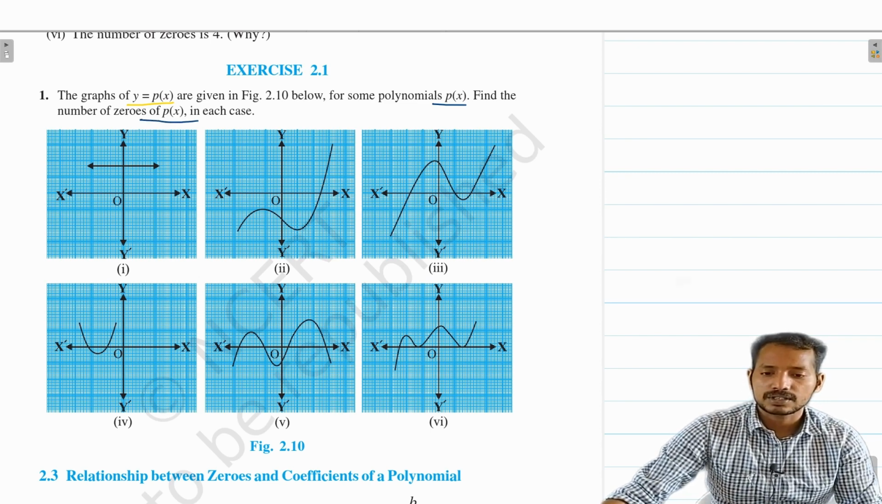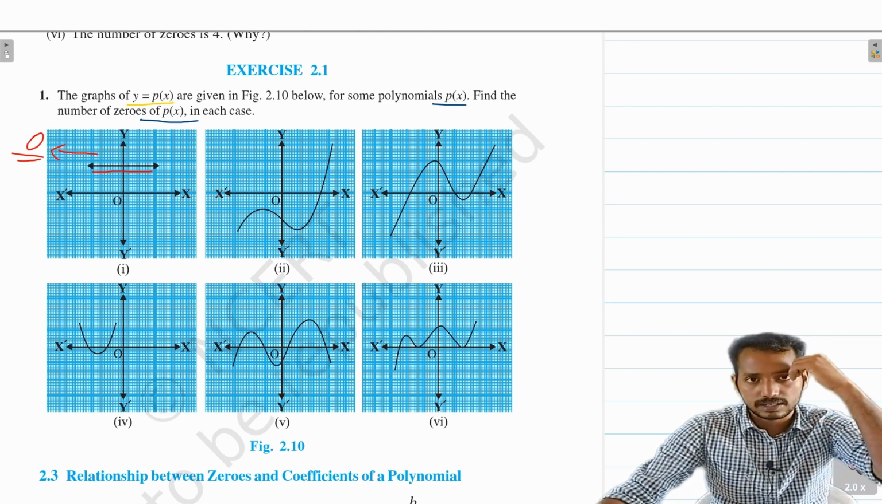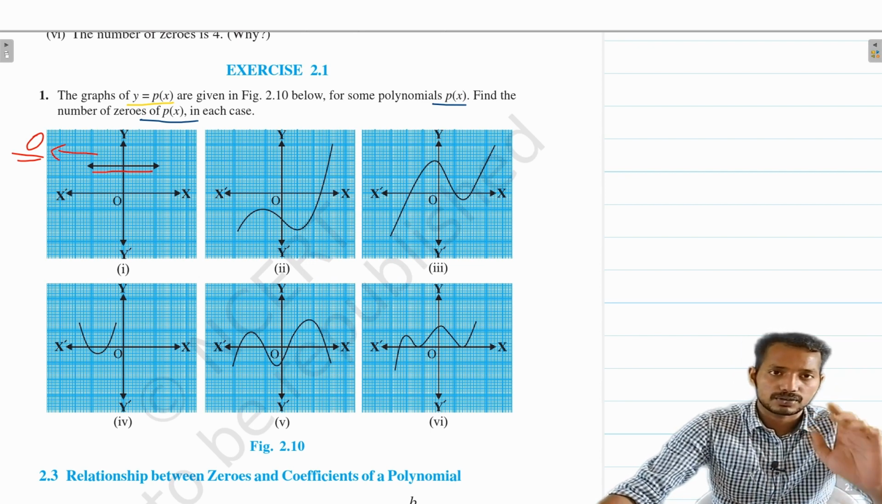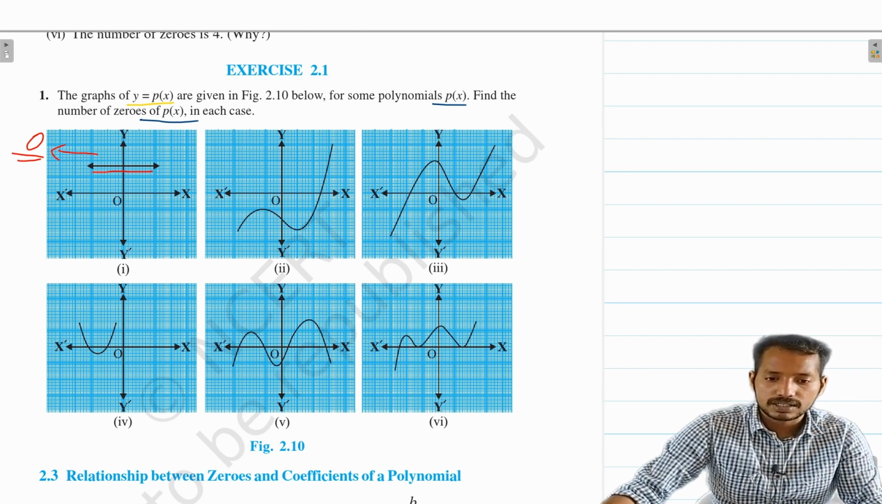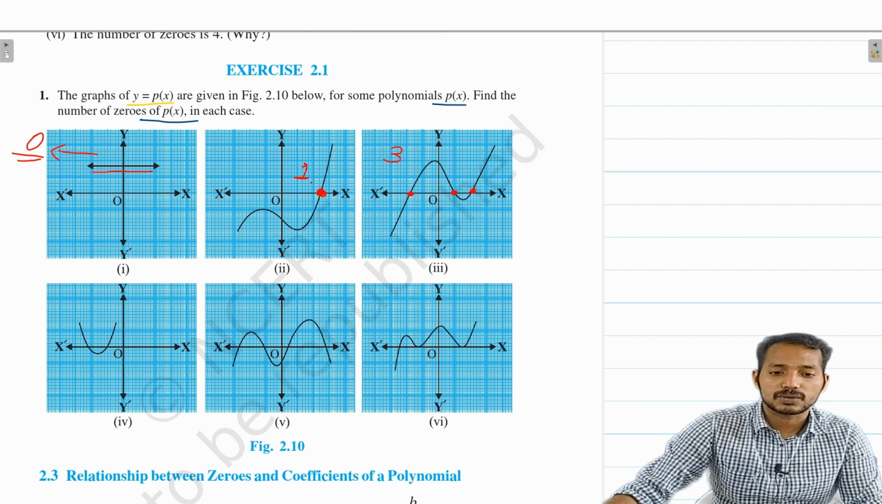See here, in the first case, this is the graph. This black line is representing the graph. So, what is the number of zeros in this case? This straight line is not intersecting the x-axis, so the number of zeros will be 0, because it does not intersect the x-axis. And what about this graph? This graph is intersecting at one point. That means the number of zeros is equal to 1. And what about this graph? This graph is intersecting at 3 points. So, the number of zeros is equal to 3.